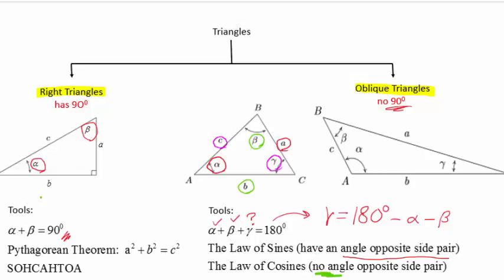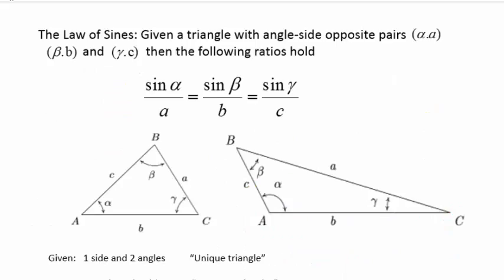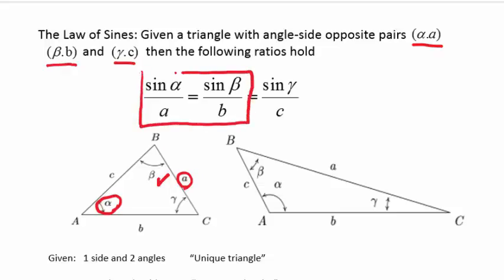Let's look more at the law of sines. What does it say? Well, the law of sines says that if you have a triangle with angle opposite side pairs, alpha A, beta B, and gamma C, then the following ratios hold and are always equal. To use the law of sines, we must know three pieces of information, including an angle opposite side pair. For example, if you're given angle alpha and opposite side A and maybe angle beta, then you can use this portion of the law of sines to figure out what this side B has to be.